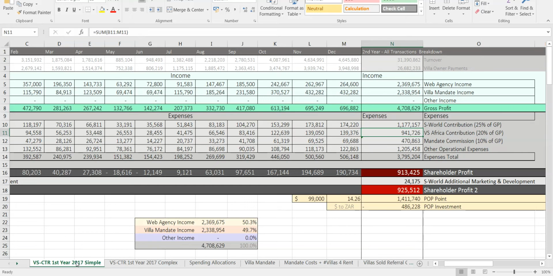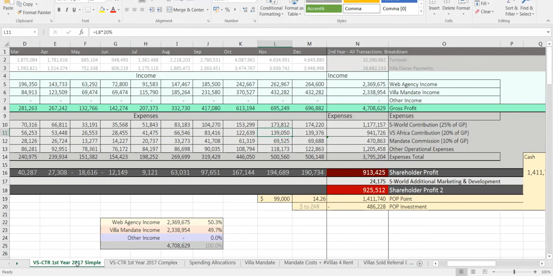Okay, Villa Secrets contribution is 20% of gross profit. Now, there is currently not a Villa Secrets Africa. So this is the commitment of office and staff. That doesn't get paid to us at the moment. Maybe in the future a VS Africa will be created, but at the moment that's literally just a commitment that I put there. That's going to be roughly what your staff and office costs are. Then mandate commission for the person that signs a mandate: we want to give them 10% of every booking made.